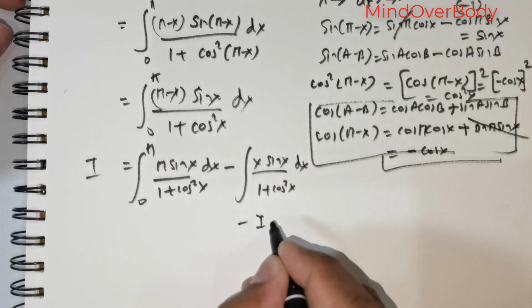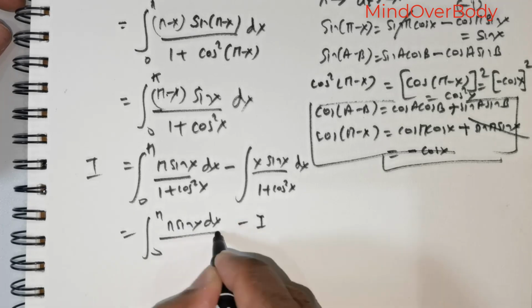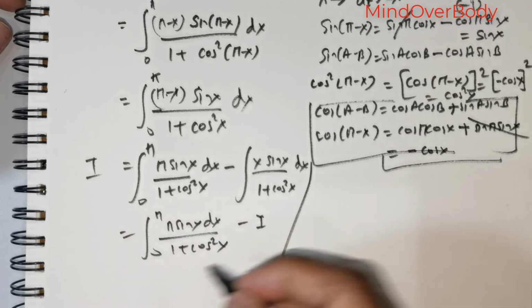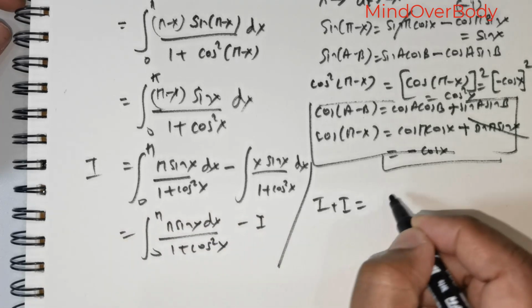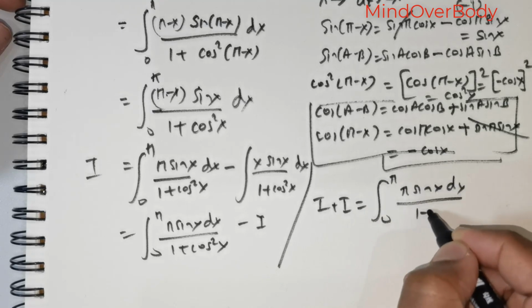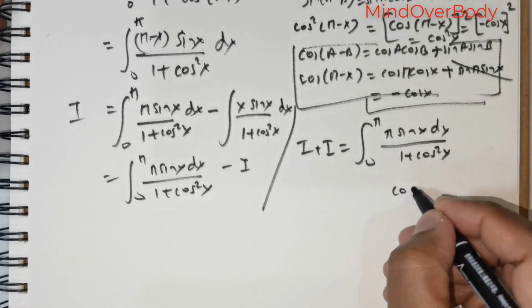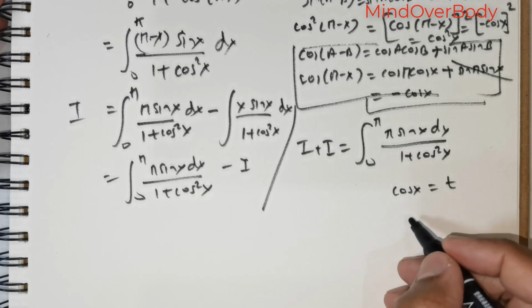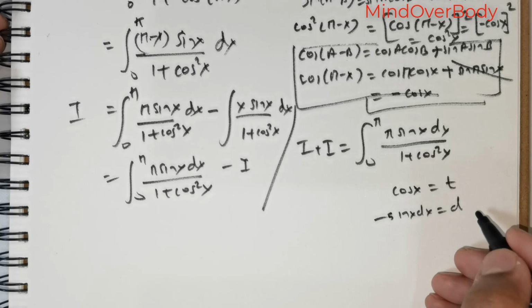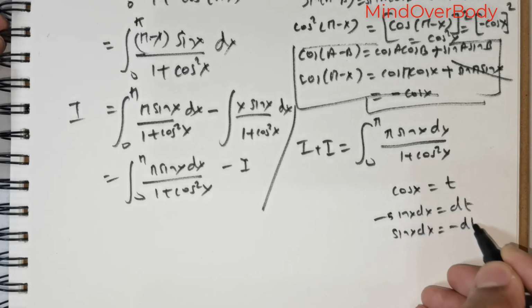So this is going to be negative I, which is equal to integral 0 to pi times sine x dx divided by 1 positive cos squared x. You can push the I to the other side and that would give me I positive I, which is 2I, equal to integral 0 to pi times sine x dx over 1 positive cos squared x. Now I need to make some substitution. Let me use the substitution cos x is equal to t. I differentiate cos x, I get negative sine x dx is equal to dt. I need only sin x dx, so this is going to be negative dt.